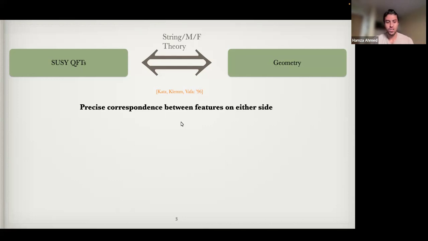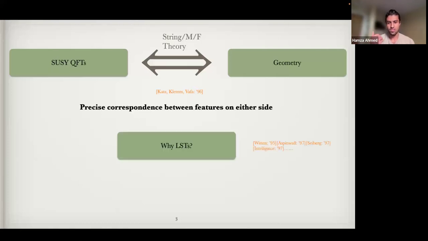So for example, certain masses of particles could be related to volumes of submanifolds, or intersections of curves could be related to physical couplings, or singularities in the geometry could be related to gauge groups in your field theory. So there was this nice thing that one could do, especially in the nicest cases where you had enough supersymmetry and so on.